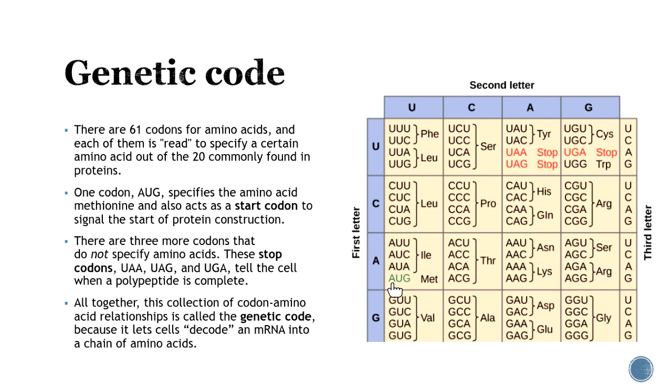Every protein is going to have methionine as a start codon. It's one of the key things that we have to have. We're also going to have three stop codons, and these are going to be important for termination of translation.